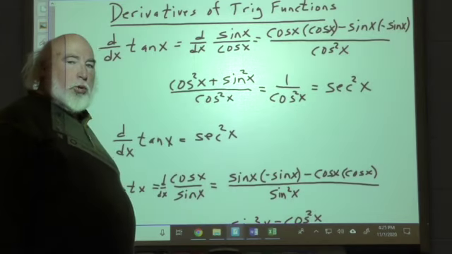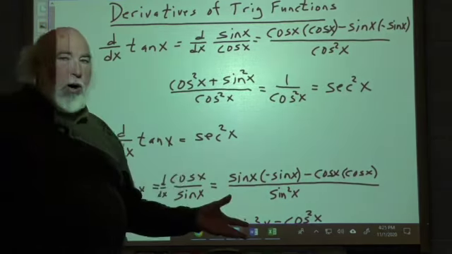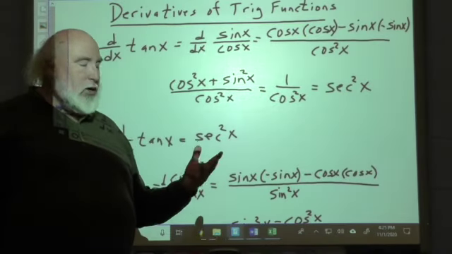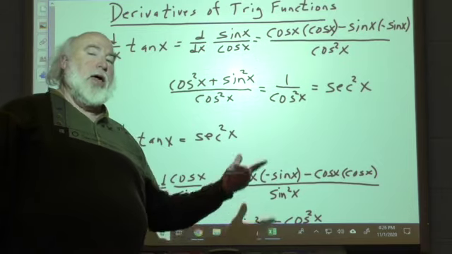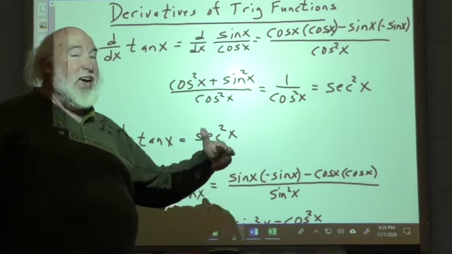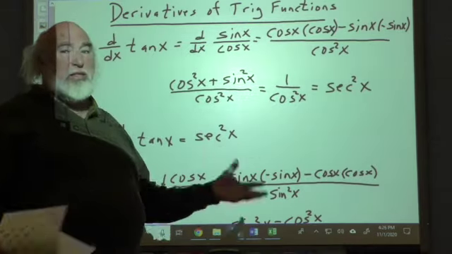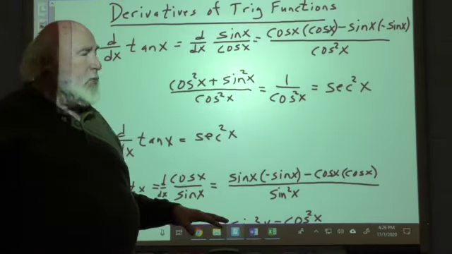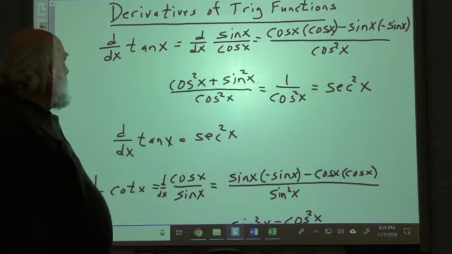3, 2, 1. Okay, so we're going to continue on with more trig derivatives. We've already done sine and cosine. We said that the derivative of sine is the cosine, and the derivative of cosine is the negative sine. So now we're going to do the other four, and they're really simple. I mean, they're in your book, but I thought I would explain step by step what happened here, so you can see what's going on here.